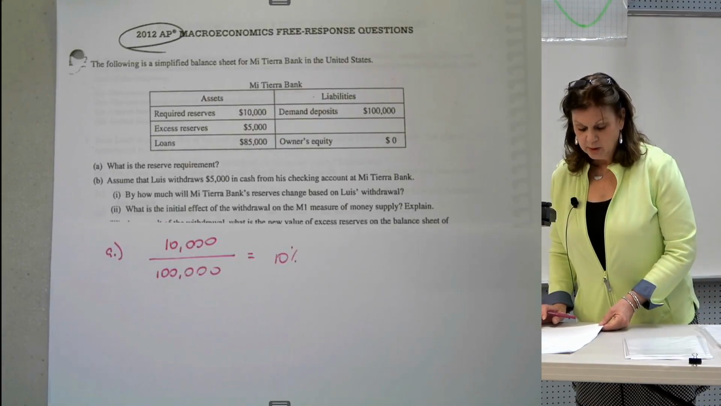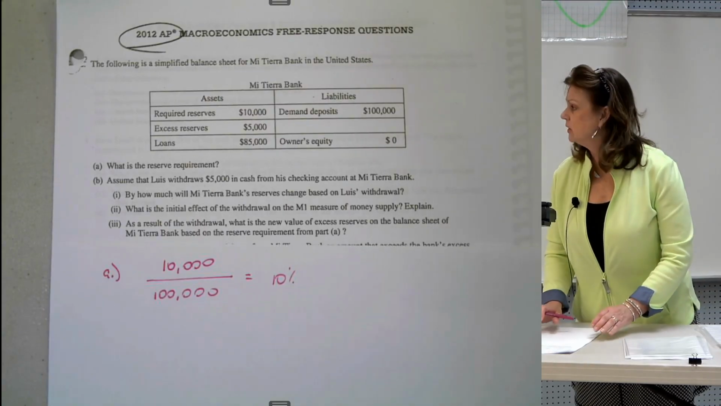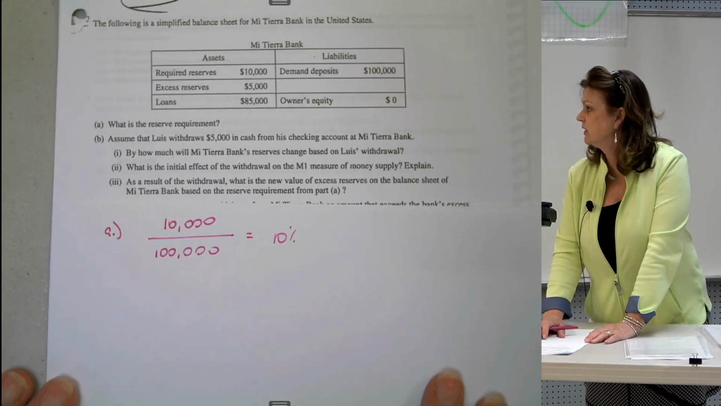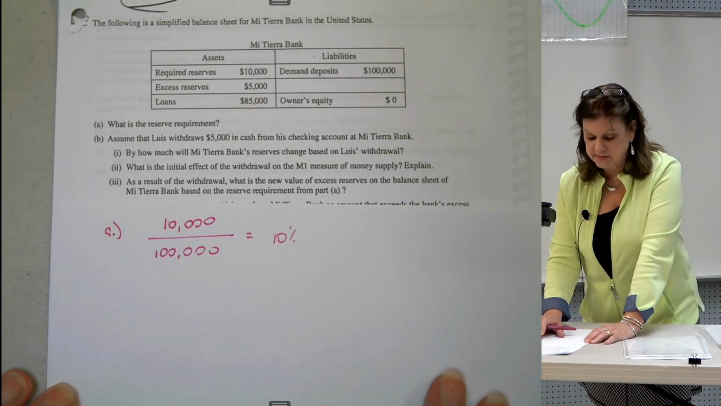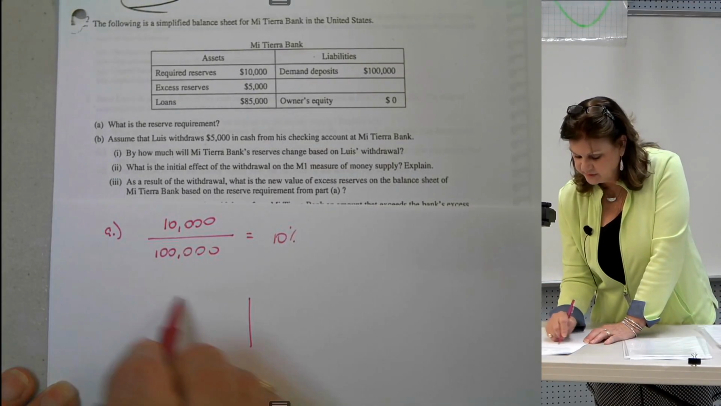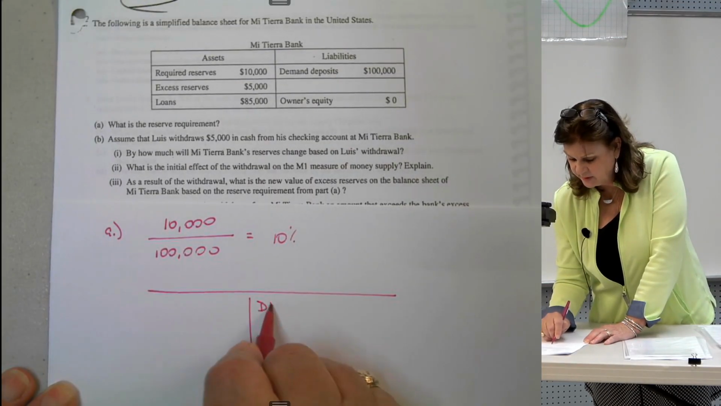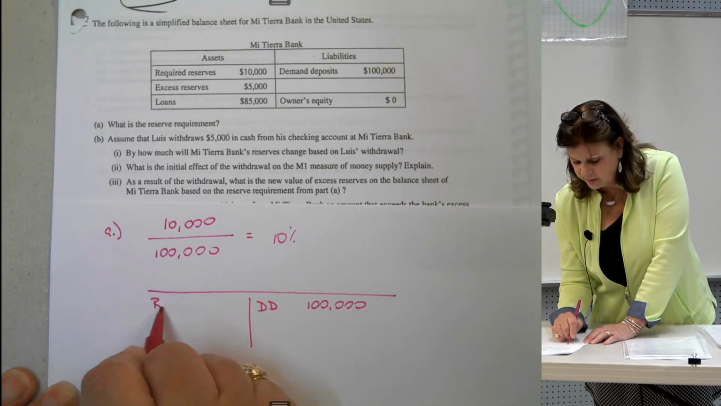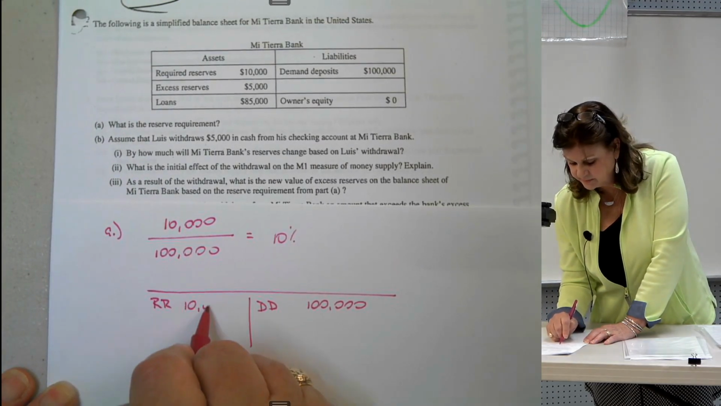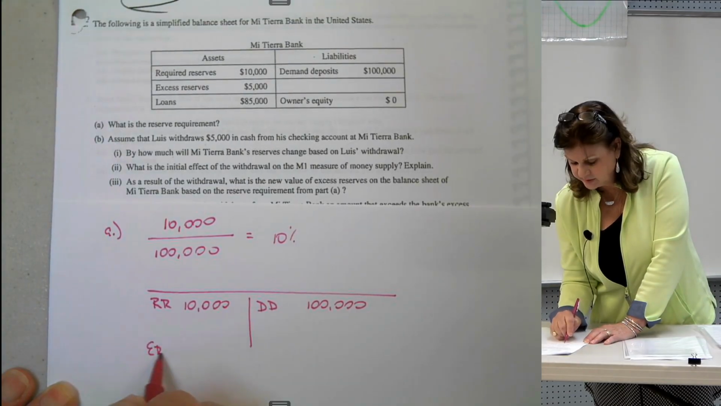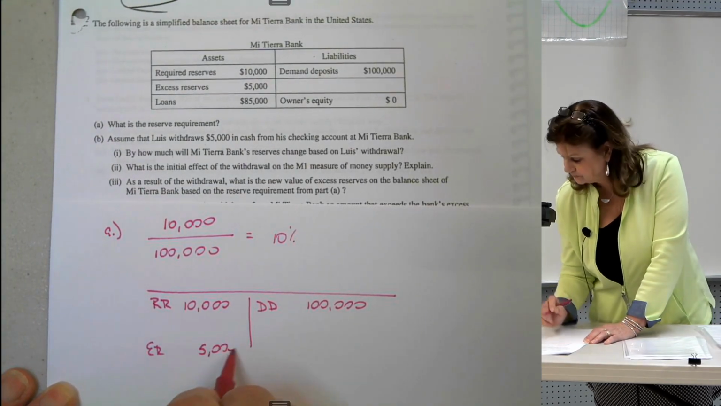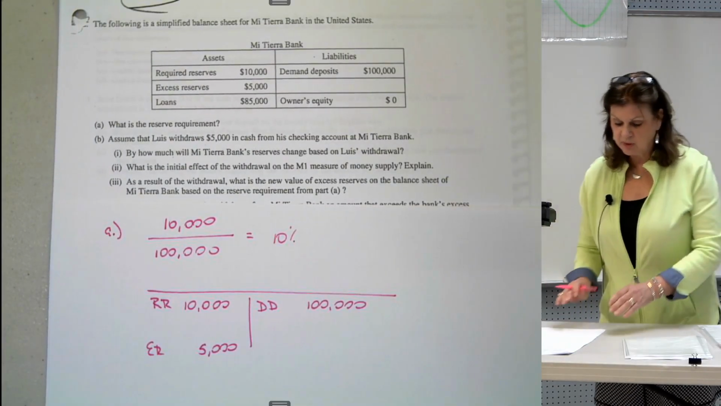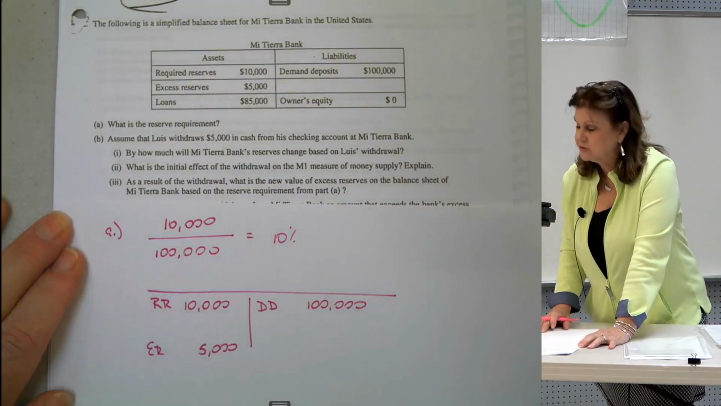All right. Let me get the whole question. Luis comes in and withdraws $5,000 in cash from his checking account, which is a demand deposit. So let's just think this through for just a minute. My demand deposits are $100,000. My required reserves are $10,000, and my excess reserves are $5,000. So when Luis comes in and makes his withdrawal, how much will the reserves change?